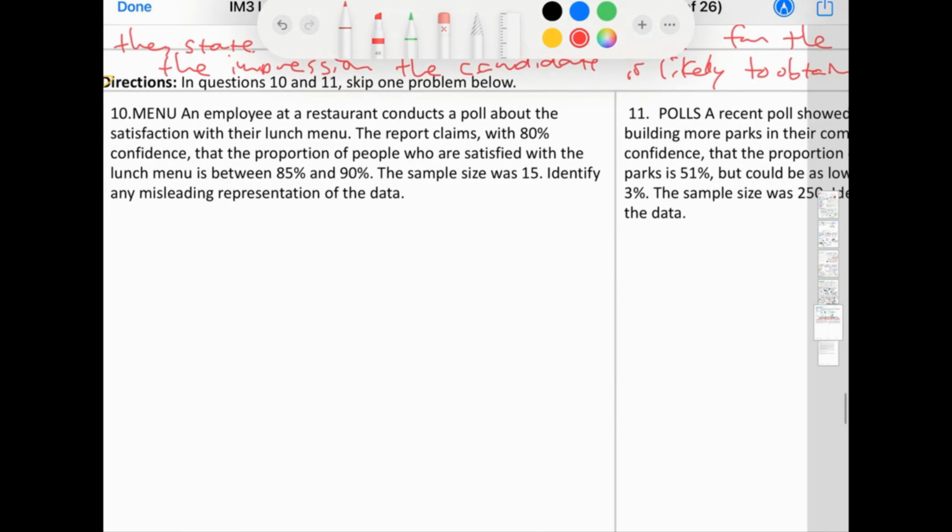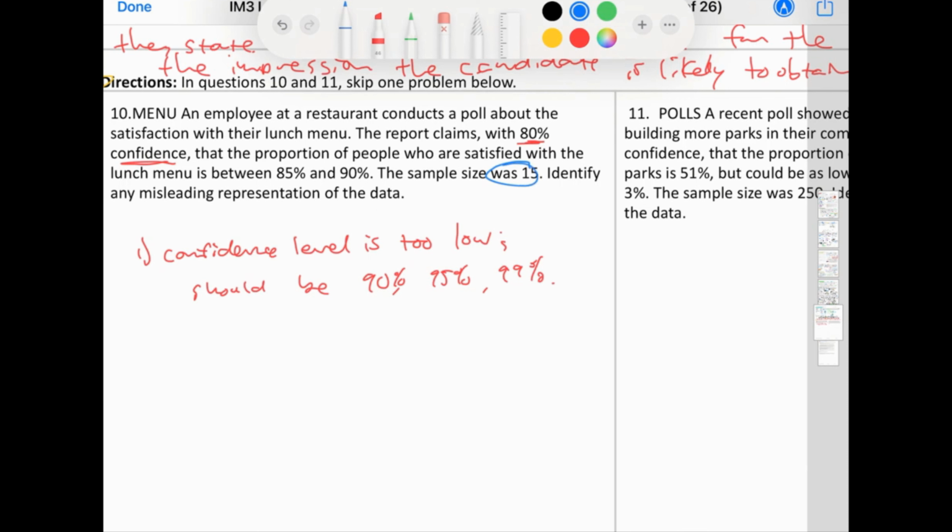Okay, let's first talk about 80% confidence. What do you think? This confidence level is too low. What are the numbers? Should be 90, 95, and 99%. What else do you notice?